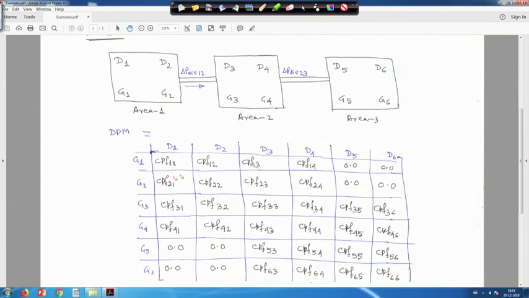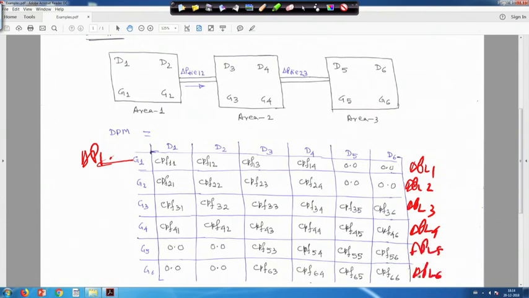So, in this case what will happen is that the contracted power demand for this one, say delta PL1, this is delta PL1, the power demanded by distribution company 1, this is delta PL2, this is delta PL3, this is delta PL4, this is delta PL5 and this is delta PL6, right. Therefore, delta P1 will be CPF 11 delta PL1, CPF 12 delta PL2, CPF 13 delta PL3 plus CPF 14 delta PL4, the other two terms are 0, so it is 0, right.